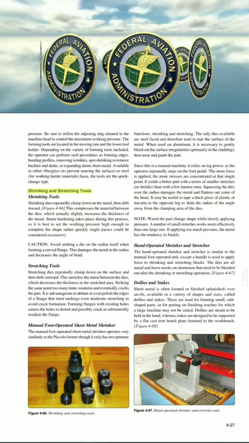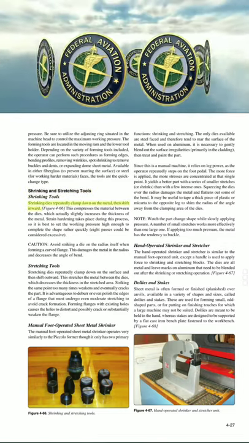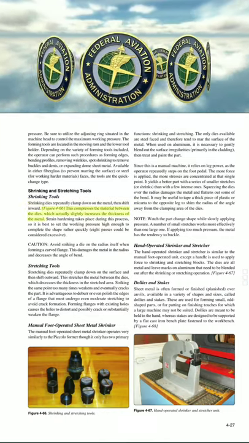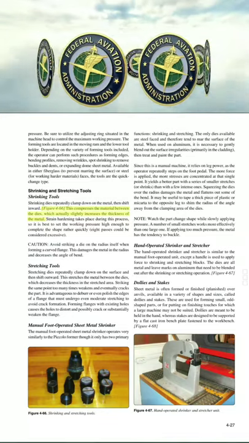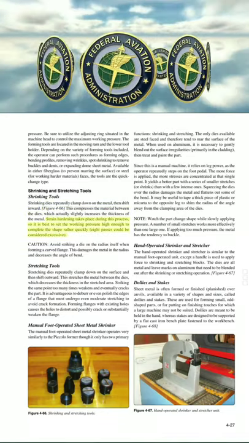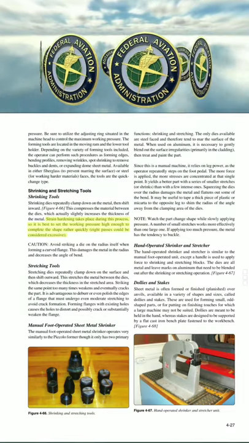Shrinking and stretching tools. Shrinking tools. Shrinking dies repeatedly clamp down on the metal, then shift inward. Figure 4-66. This compresses the material between the dies, which actually slightly increases the thickness of the metal. Strain hardening takes place during this process, so it is best to set the working pressure high enough to complete the shape rather quickly. Eight passes could be considered excessive.